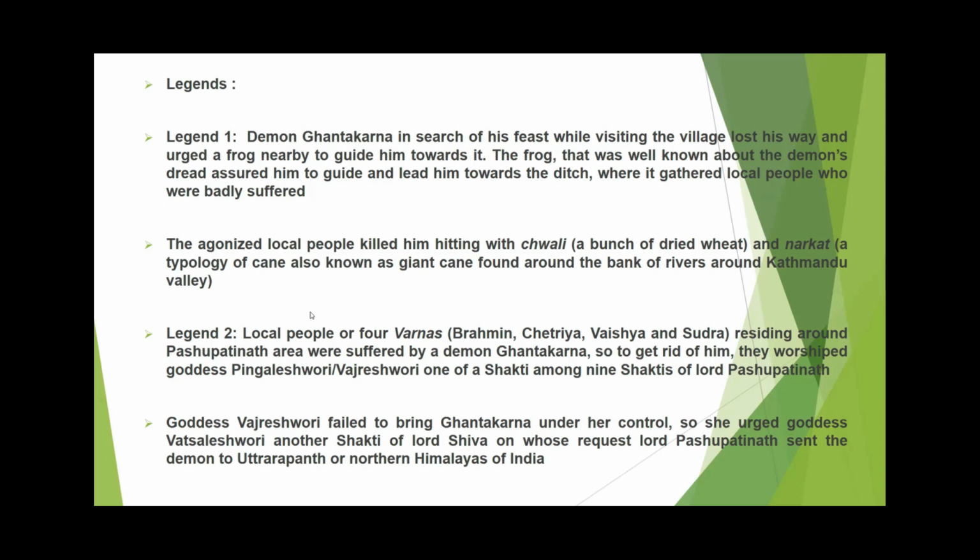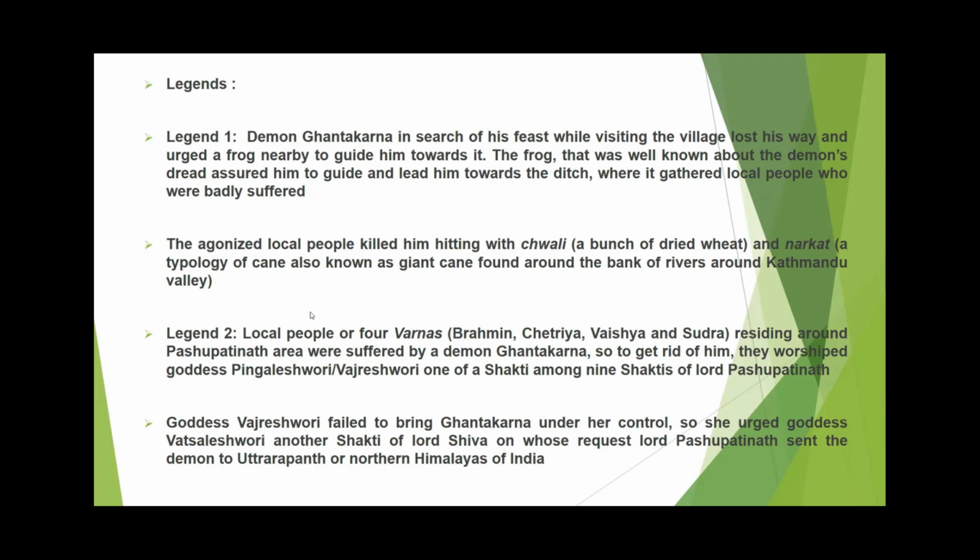And with the help of that chwali and a narkat, which is a typology of cane, also known as giant cane or elephant plant, which is found around the banks of rivers around Kathmandu Valley, they killed the demon Ghantakarna.